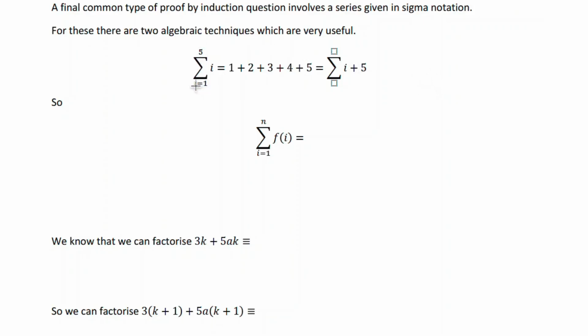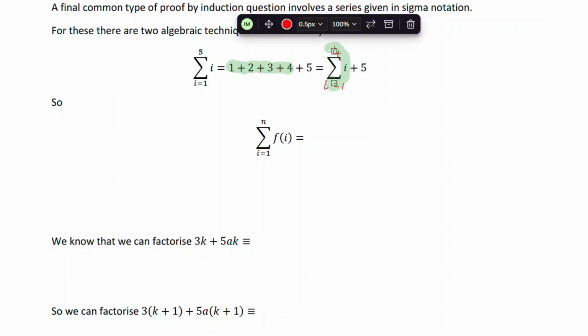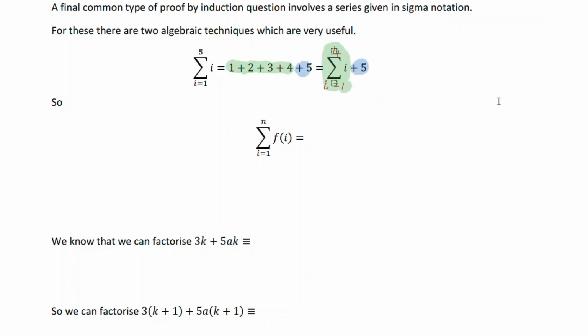So the first one is that if we have the sum from 1 up to 5 of some function, in this case that's just 1 plus 2 plus 3 plus 4 plus 5, then that's the same as doing that same sum from 1 but up to 4 and then adding on the fifth term. That is, we use 1 plus 2 plus 3 plus 4 as a sigma notation, and then we do the plus 5 as a separate thing.